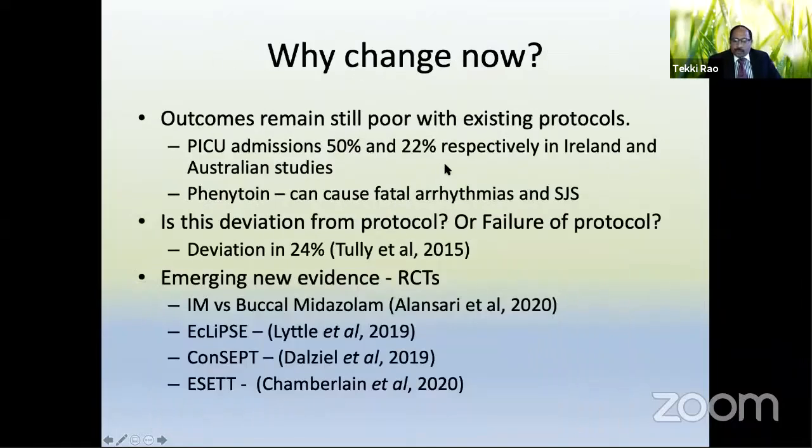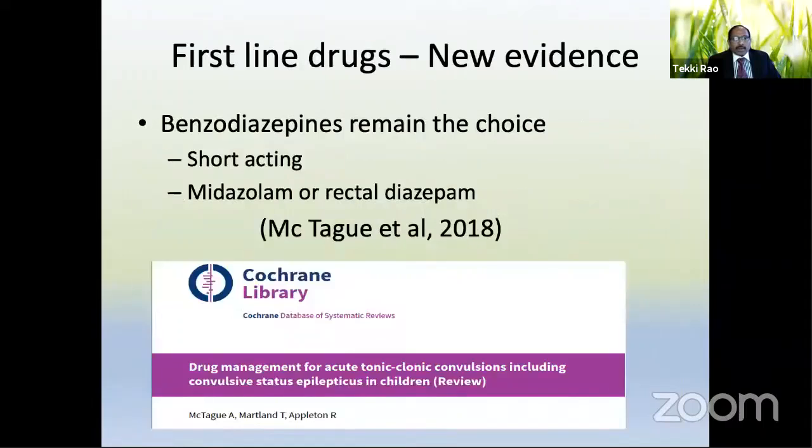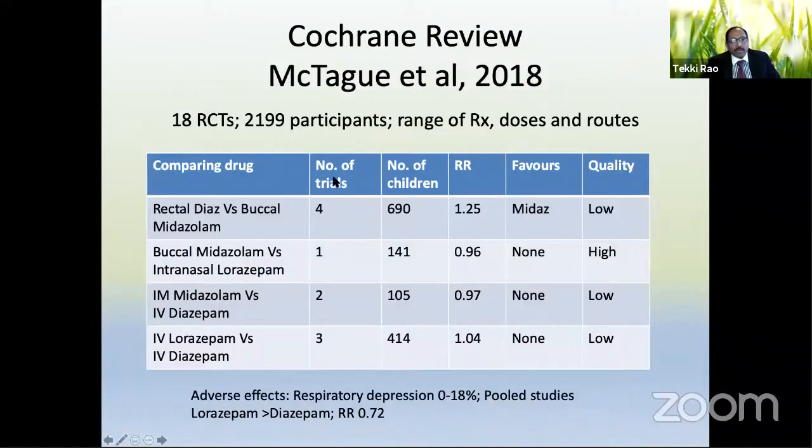So coming to the first line drugs, is there any new evidence in the usual protocol of using benzodiazepines? Apparently not. There was a 2004 Cochrane review, followed by a 2018 review by Dr. McTaggart et al., which shows, in this tabulated form, some of those studies which have been reviewed. 18 randomized control trials have been looked at, of which 2,199 participants have been pooled to look at the results.